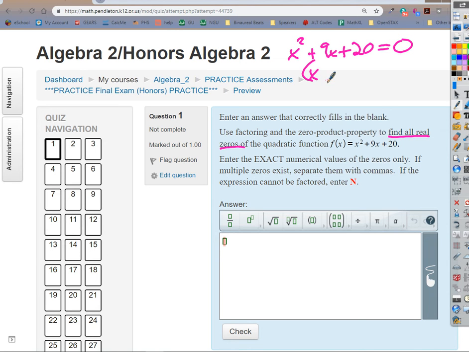Okay, so this would be an easy one. What are our magic numbers? 5, 4, 1. So what are our zeros? So that's what we did. No big deal, okay?